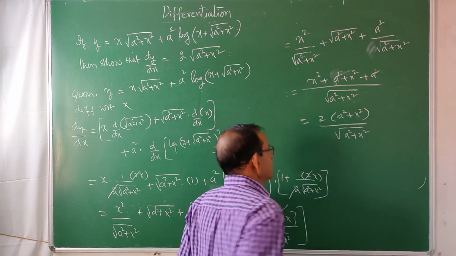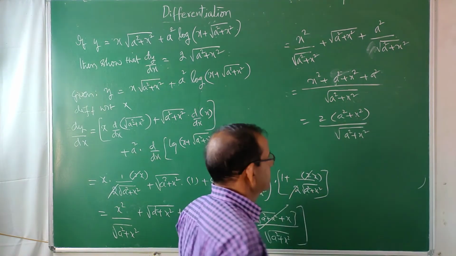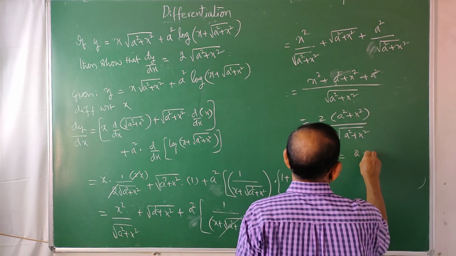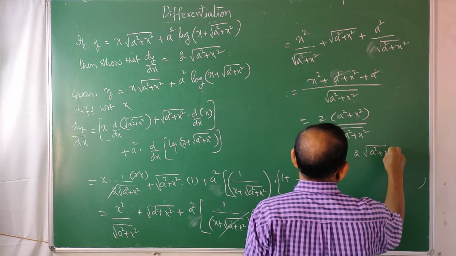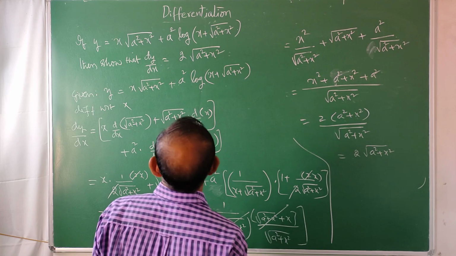Now numerator is 2 times root of a square plus x square into root of a square plus x square. One root of x square plus a square is cancelled. That is 2 times root of a square plus x square. So that is the required thing. This is dy by dx value.